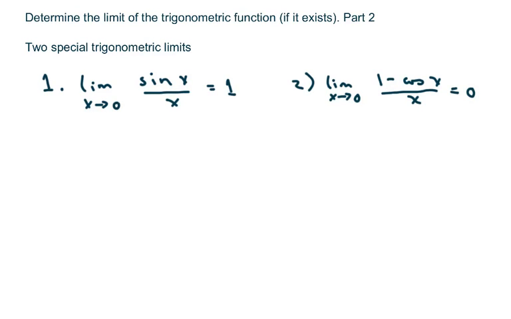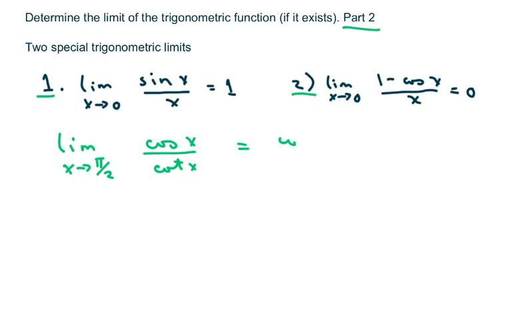Hey everyone, we're going to determine the limit of each trigonometric function if it exists. This is part 2. We have two special trigonometric limits that we tend to use when we're doing trigonometric limits, number 1 and number 2, like we did in the previous video. And we're going to do a simple one real quick. We have the limit as x approaches pi over 2 of cosine of x over cotangent of x.